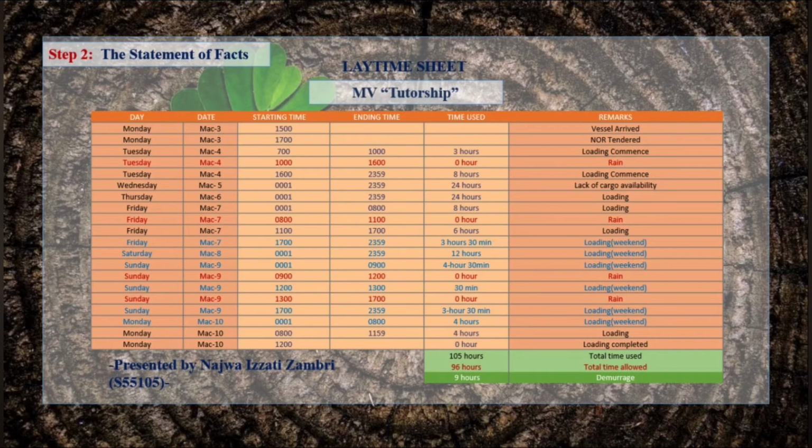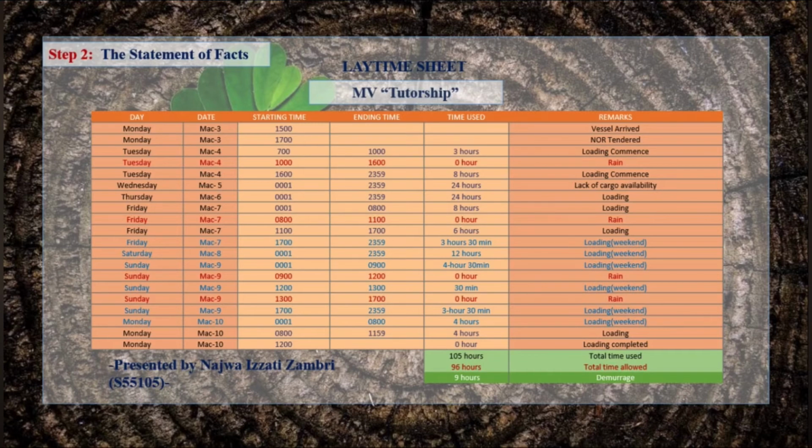Tuesday, March 6, starting time 0001 until 2359, time used is 24 hours for loading. Next, Friday, March 7, 0001 until 0800, time used 8 hours for loading. Also on Friday, March 7, starting time 1100 until ending time 1700 is for loading and time used is 6 hours. Friday, March 7, starting time 1700 and ending time 2359, time used is 3 hours 30 min because loading weekend.